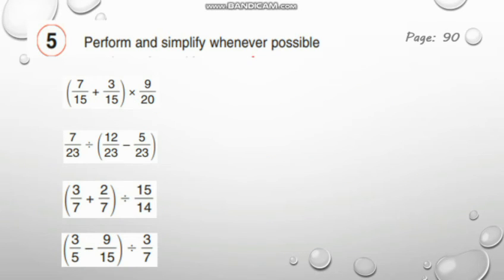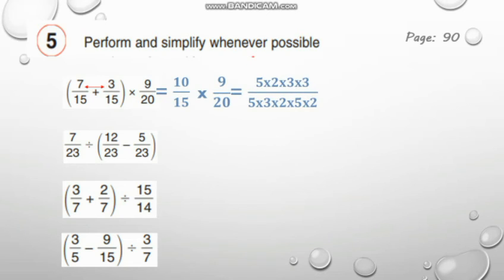Number 5. Perform and simplify whenever possible. Here I have 7 over 15 plus 3 over 15, times 9 over 20. I'm going to start with the parentheses. 7 plus 3 is 10 over 15, times 9 over 20. I multiply. I decompose 10, 9, 15, and 20. 10 is 5 times 2, 9 is 3 times 3, 15 is 5 times 3, and 20 is 5 times 2 times 2. I can simplify by 5, simplify by 2, simplify by 3. The answer is 3 over 10.